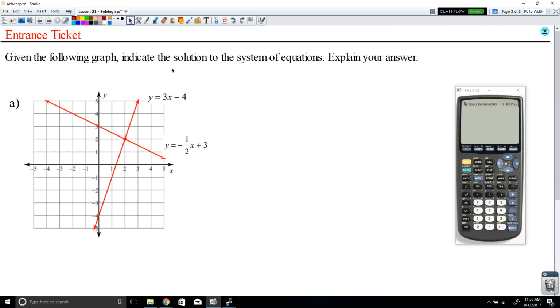So here we have the solution to this system of equations. Now, for your entrance ticket, given the following graph, indicate the solution to the system of equations and explain why that is the solution.